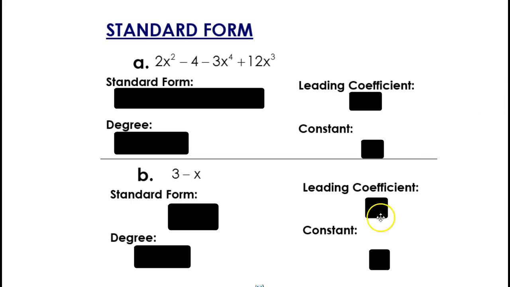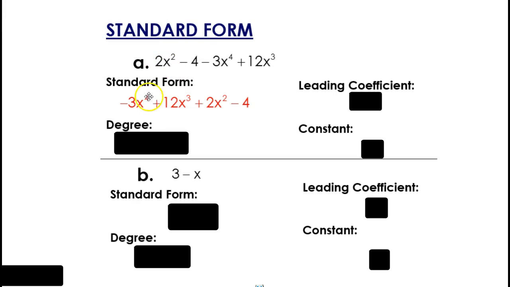So let's get some examples really quickly. To put this in standard form, which term must go first? Well, the terms are all of the parts, and the signs stay with whatever part. So negative 3x to the fourth would move to the front, then plus 12x to the third, and then plus 2x squared, and then minus 4 to put it in standard form. We want to put it in order from greatest exponent all the way down to lowest exponent.